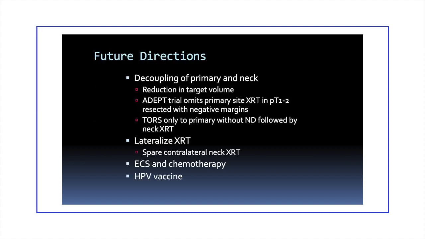What are the future directions? There are many ways that we are trying to see if we can treat patients by decoupling the primary and the neck, meaning separating the radiation fields. We're trying to see if we can reduce radiation doses further. We're trying to see if we can spare radiation to an entire side if possible. So there are many strategies going on right now.